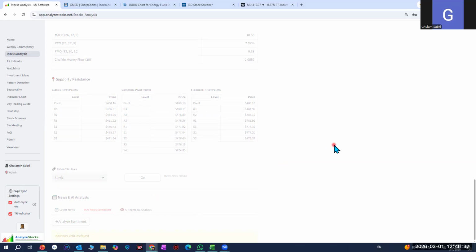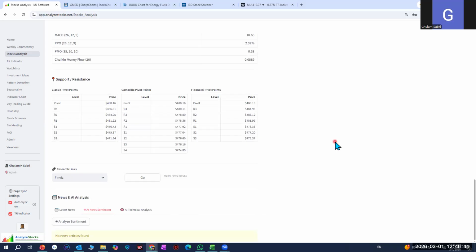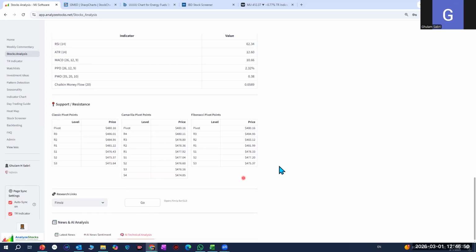Maybe the AI agent, sometimes it sends something to an AI agent like OpenAI, and sometimes they do not find it. But here we have an AI news sentiment analysis. Maybe there are too many news items, and the AI agent is finding it hard to analyze on the basis of too many news.